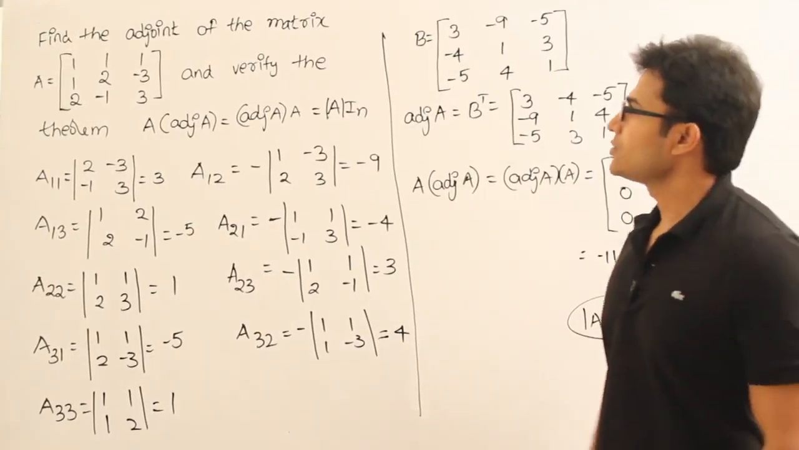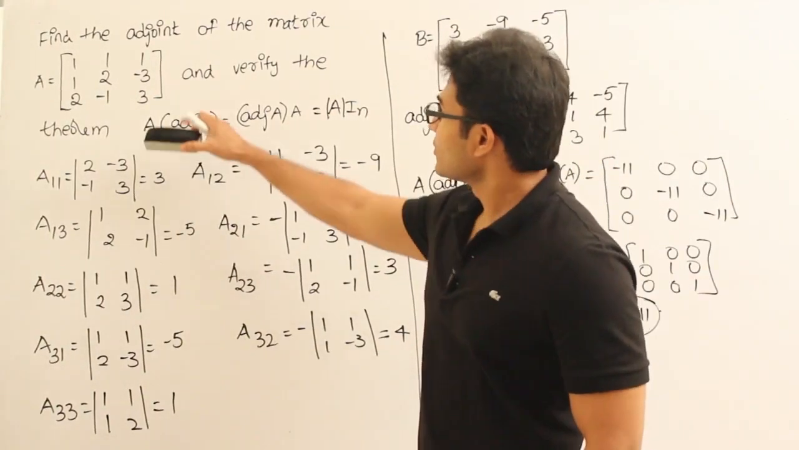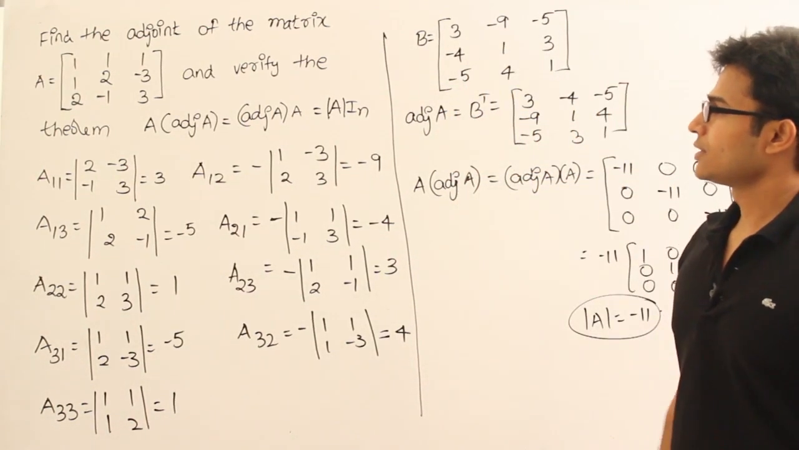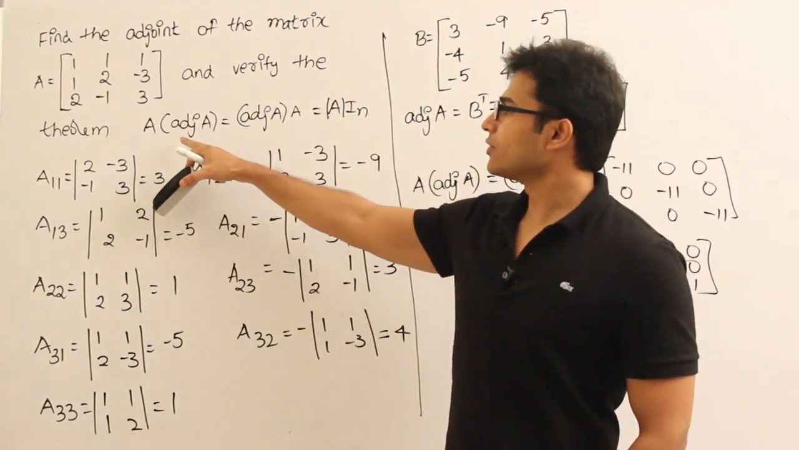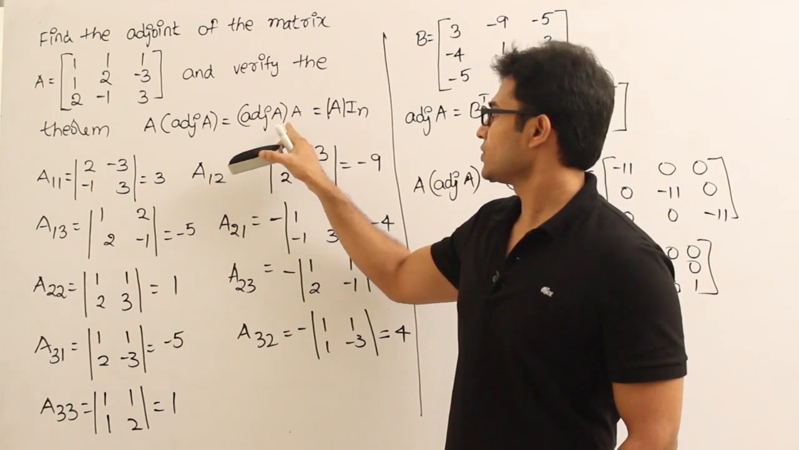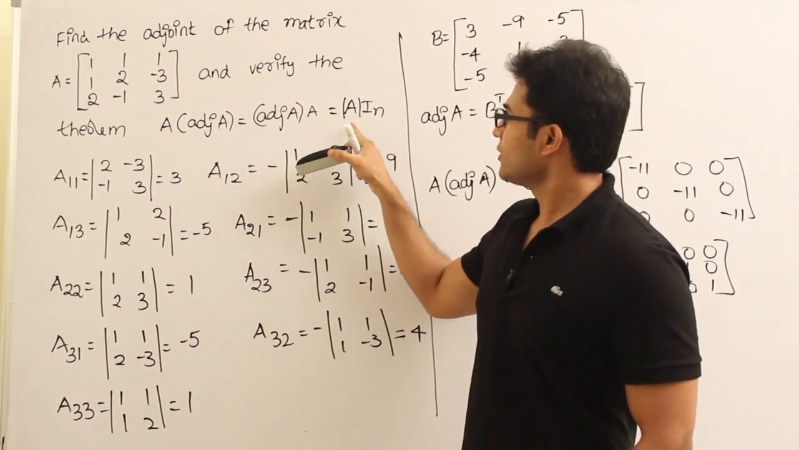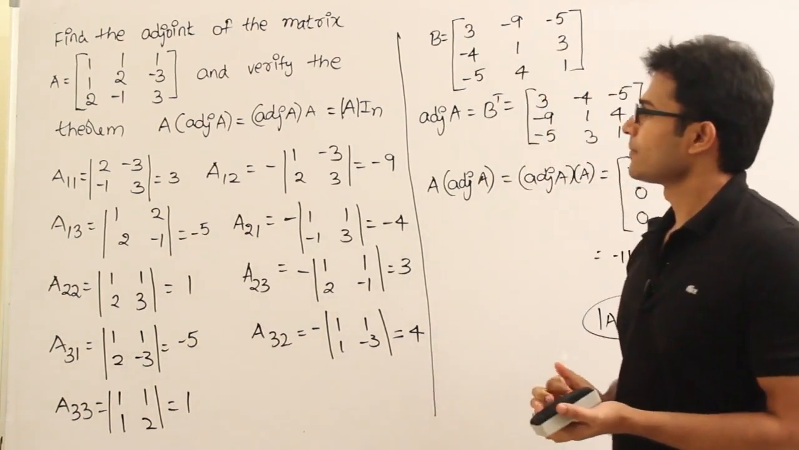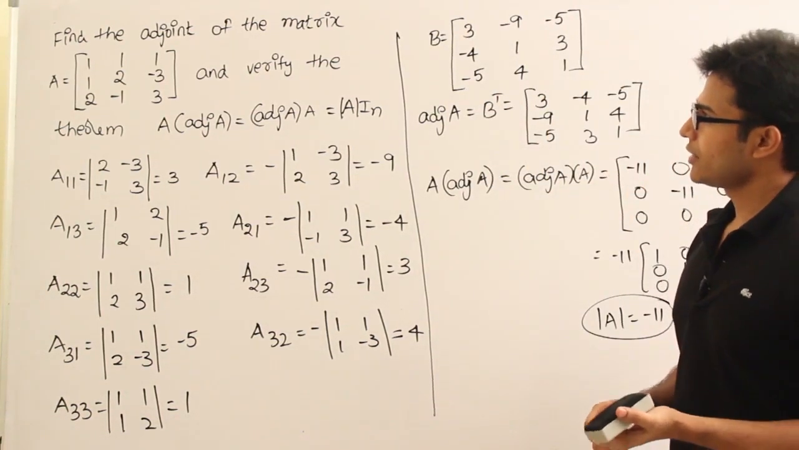Find the adjoint of the matrix A. So the matrix is given, we have to find the adjoint of this, and also they are asking us to verify the theorem that A into adjoint of A, or adjoint of A into A, equals det A into the identity matrix. So let's see how to find the adjoint of a matrix.